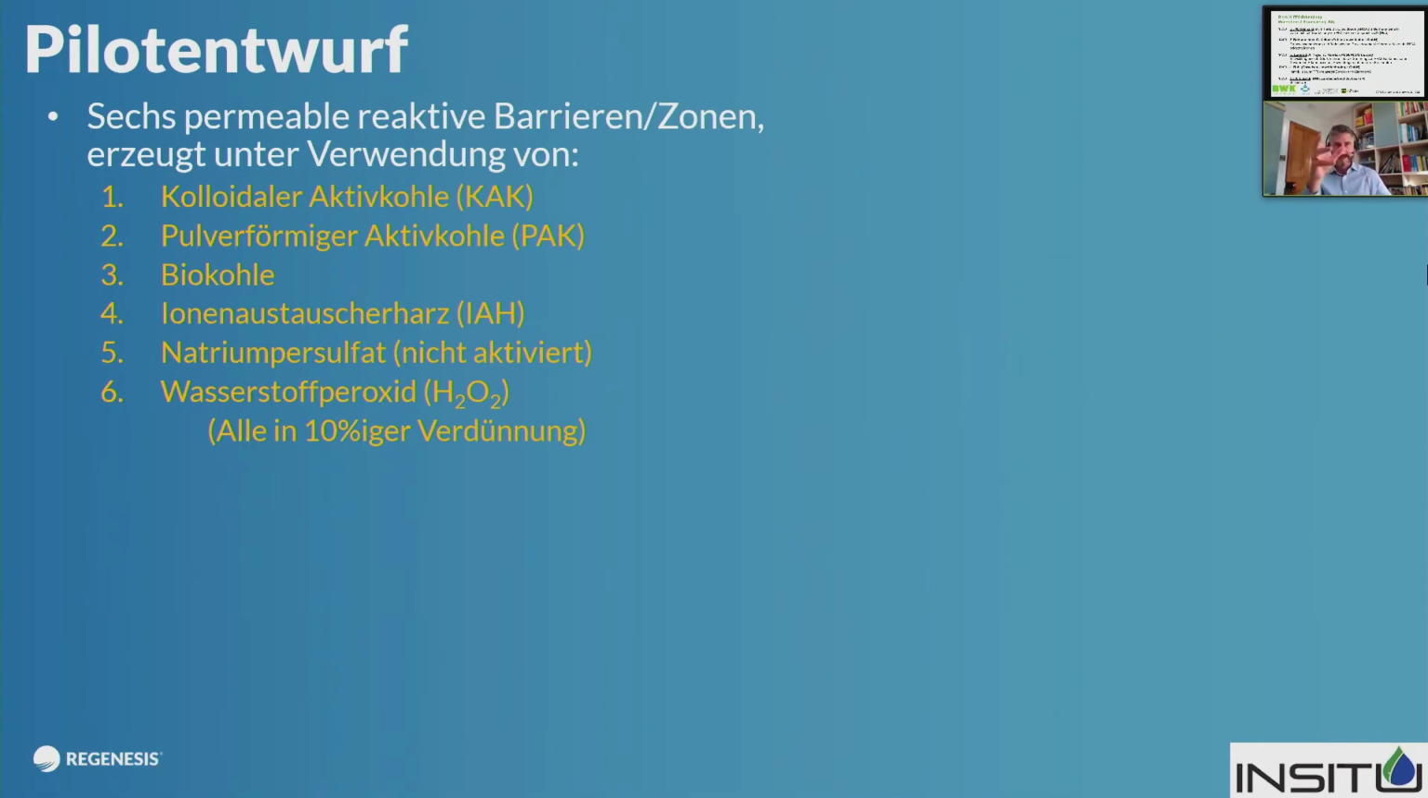This opens a little bit of question as to whether it's the right dose then. So if you look at colloidal activated carbon and powdered activated carbon, 10% is about right. Biochar and ion exchange resin, there's not really enough data to go on for in situ treatment with those products to know whether that's a high or low dose. Sodium persulfate, it's possibly a bit of a low dose there. Hydrogen peroxide, it's probably quite a high dose.